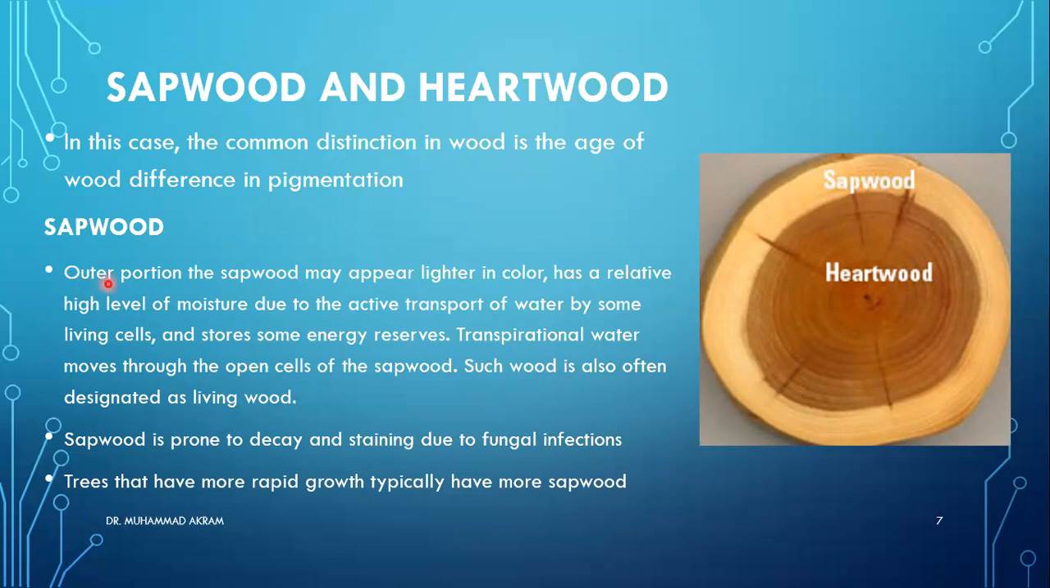The sapwood, the outer portion, may appear light in color and has a relatively high level of moisture due to the active transport of water by some living cells, and it stores some energy reserves. Transpirational water moves through the open cells of the sapwood. Such wood is also often designated as living wood. In this photograph, this portion of the wood is known as the sapwood, which is light in color. These cells are living and transport different materials, including nutrients and water.